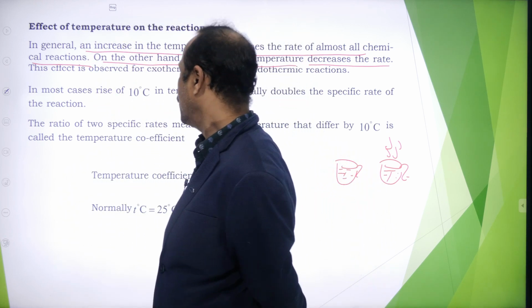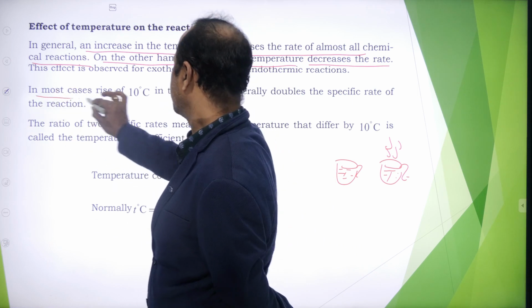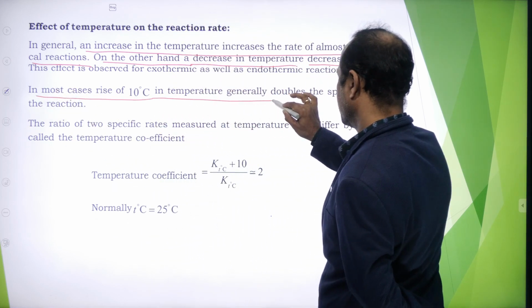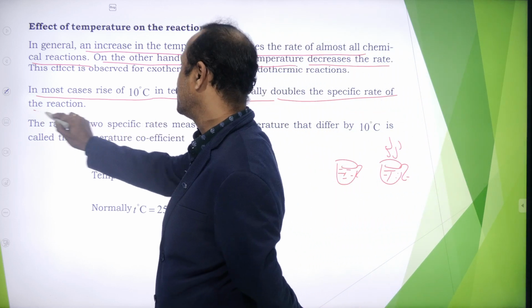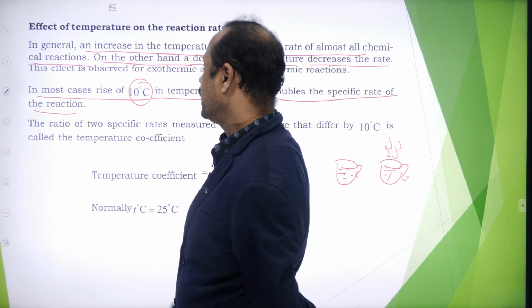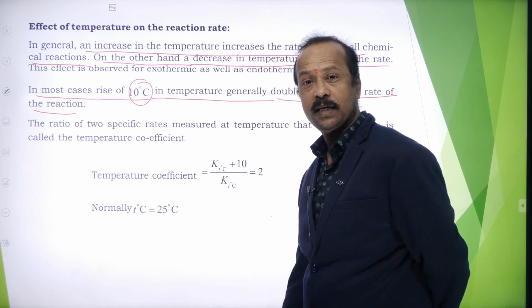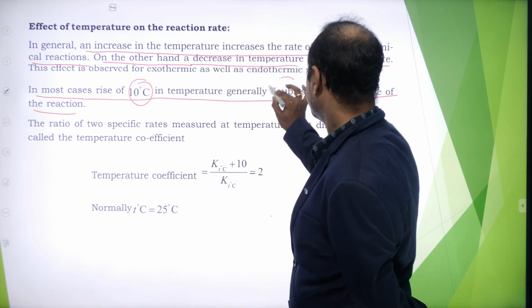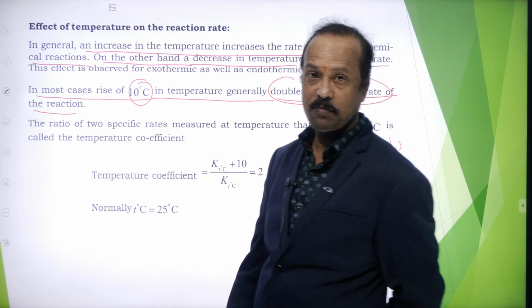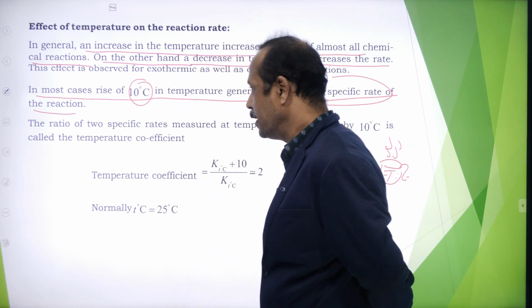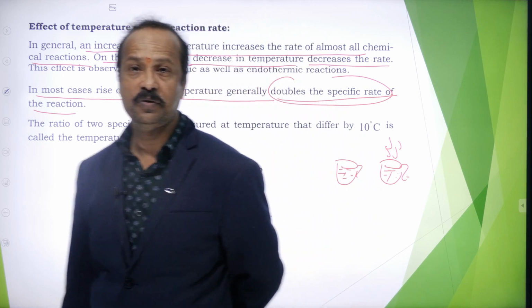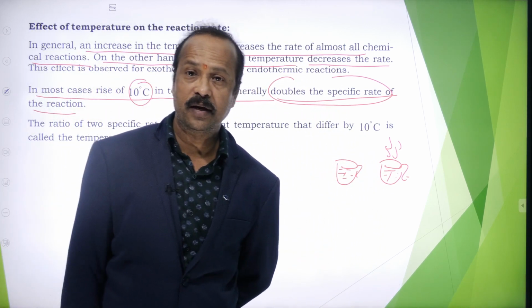Now see, in most cases, a rise of 10 degrees Celsius generally doubles the specific rate of the reaction. Very important point here. For every rise of 10 degrees Celsius, the specific rate of reaction generally doubles. So that is about the relation between temperature and rate of reaction.